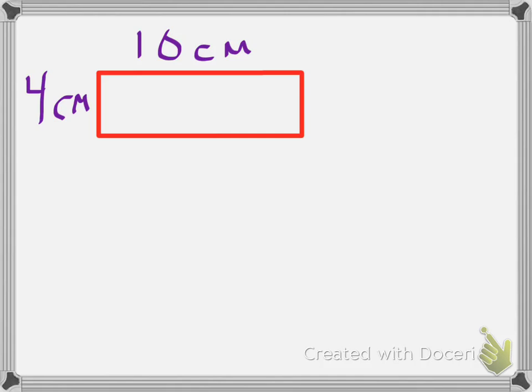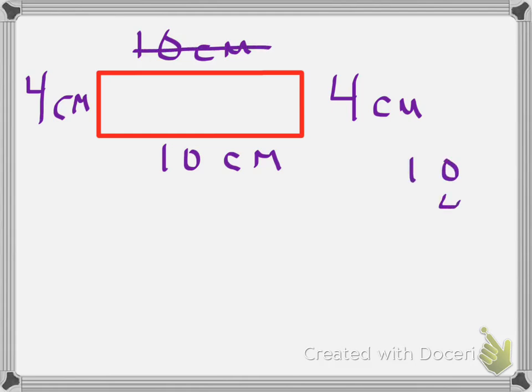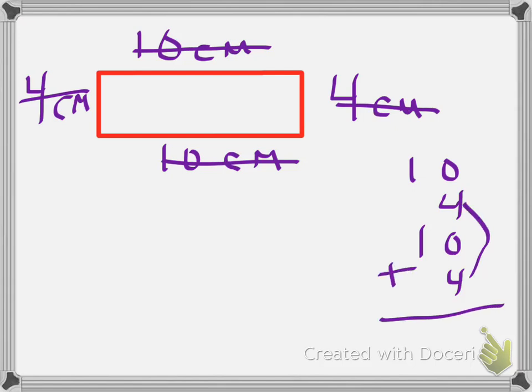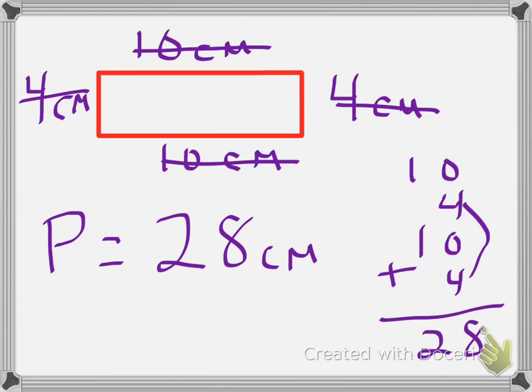Okay, now that you've already done your work, let's go ahead and check and see if it was correct. We know that for parallelograms, the opposite sides are equal, so the length on the other side is 4 centimeters and the bottom part is 10 centimeters. Then we would add those all together. You have 10 centimeters, cross it off because you used it, 4 centimeters, cross it off, 10 centimeters, cross it off, and 4 centimeters, cross it off. Then you add those all up together. You have 4 plus 4 is 8, then 1 plus 1 is 2. So our perimeter equals 28 centimeters.